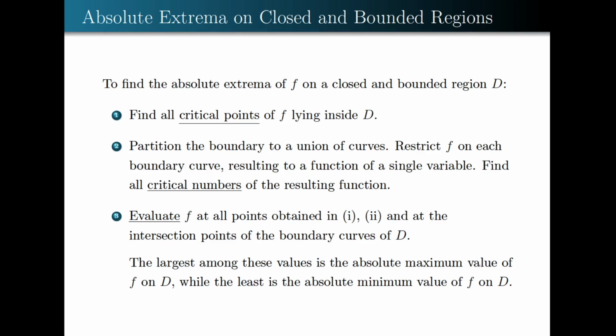Then we consider the curves that form the boundary of the region D. We solve for the critical numbers of f at each of these boundary curves. Finally, we evaluate f at all the points obtained in the first two steps and at the intersection of the boundary curves of D. The largest among these values will be the absolute maximum value of f, and the least of these values is the absolute minimum value of f.